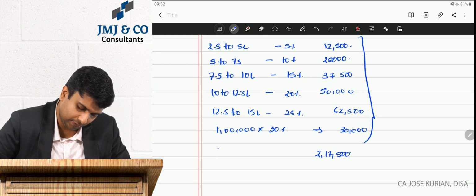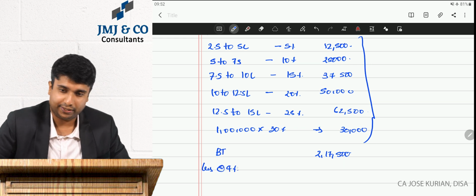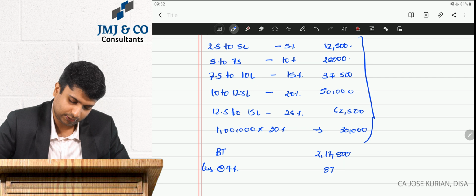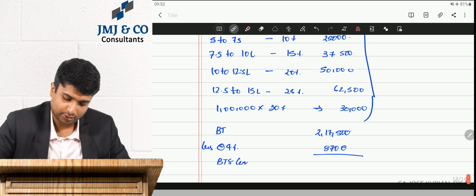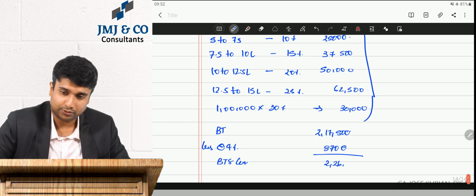2,17,500 would be the total basic tax. And what is the cess? At 4% would be applicable, that is 8,700 rupees. Now basic tax plus cess, health and education cess, it would be 2,26,200 would be the total amount.